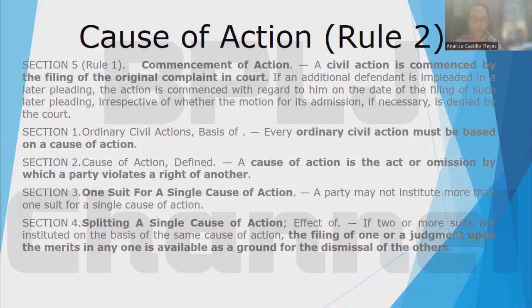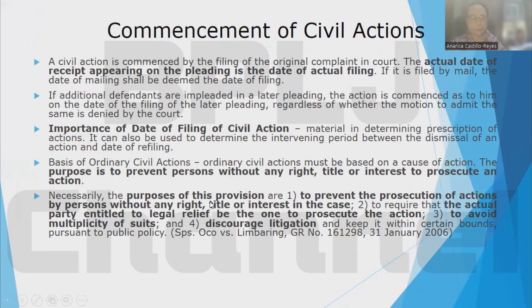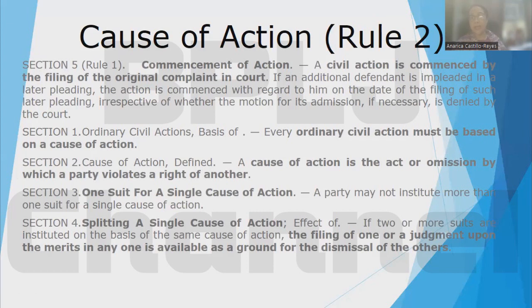So the general rule is there should only be one case or one suit for a single cause of action. You cannot divide it, you cannot split it. There is only one suit for a single cause of action. A party may not institute more than one suit for a single cause of action.